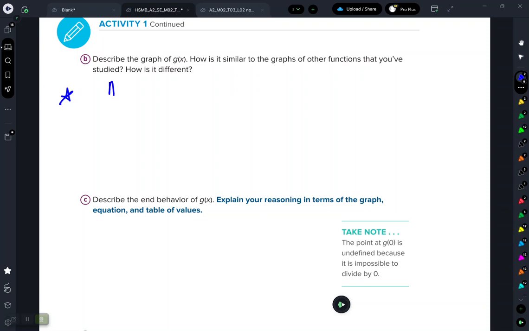So as x approaches positive infinity, in other words, goes to the right?